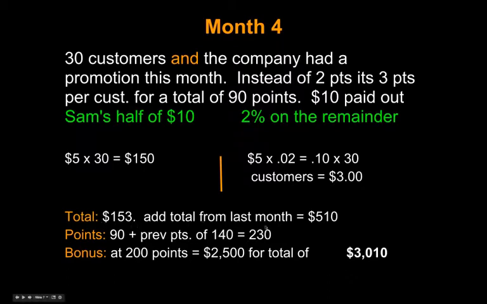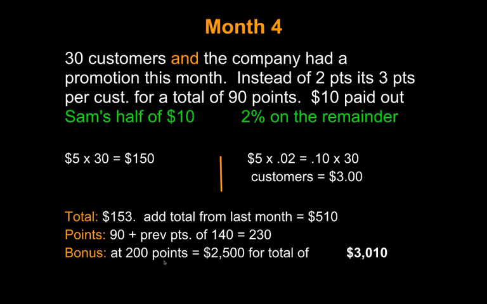Add the total from last month, and that was the $357. So you add the $357 to the $153, $510. Now 90 points is the new point. You add that to the previous points, that gives you 230 points. Now again, he reached another level for a higher amount of a bonus pool. At 200 points, you get a percentage. Now, the percentage of this pool is slightly larger than the percentage of the 100 customer pool, only because less people are in this pool, right?